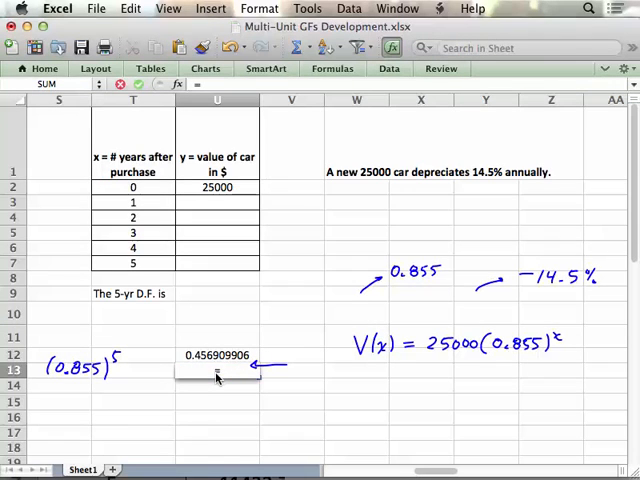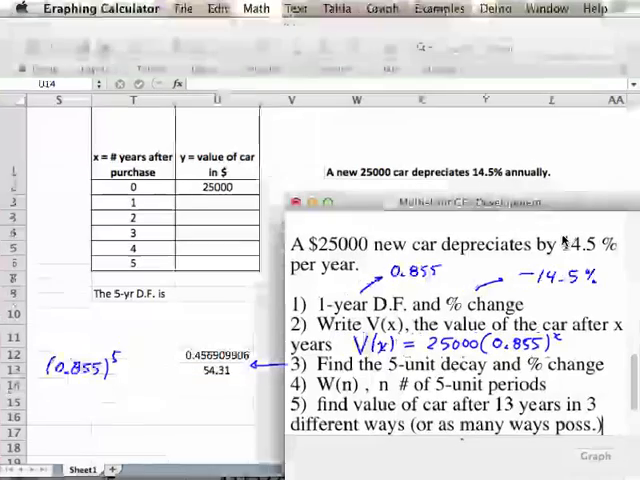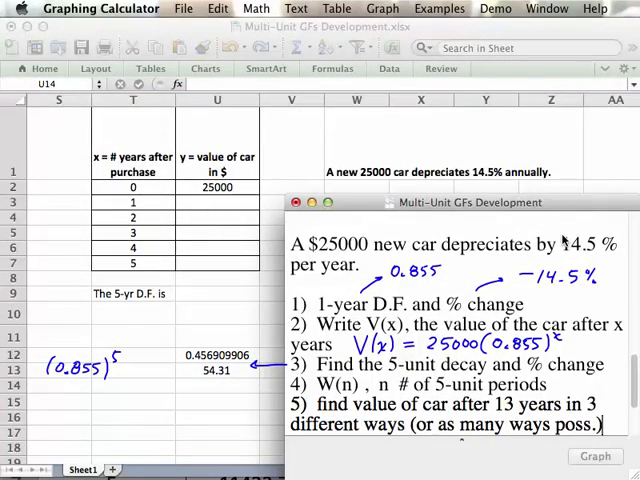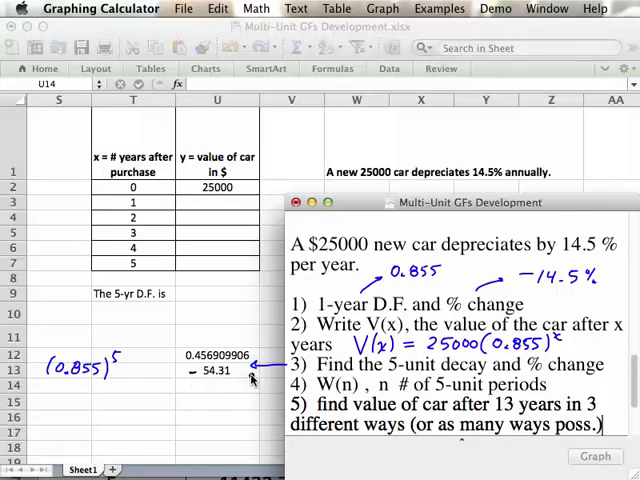So what do we want? 100 minus 45.69. So the percent change, is it 54.31? Negative. So the 5-unit decay was 0.4569, and that makes a percent change of negative 54.31%.